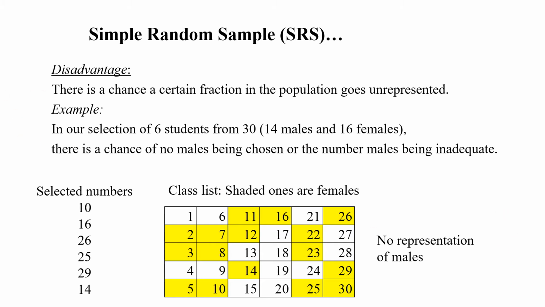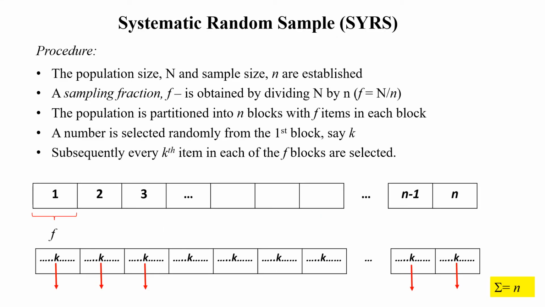Alright, that's why we have the other alternative. Next, let's do systematic random sampling. Procedure: the population size N is obtained and the sample size small n is established. It's called systematic, so what is systematic here? A sampling fraction f is obtained by dividing the capital N by small n. For example, if the capital N is 1000 and the sample size I need is 100, then 1000 divided by 100.